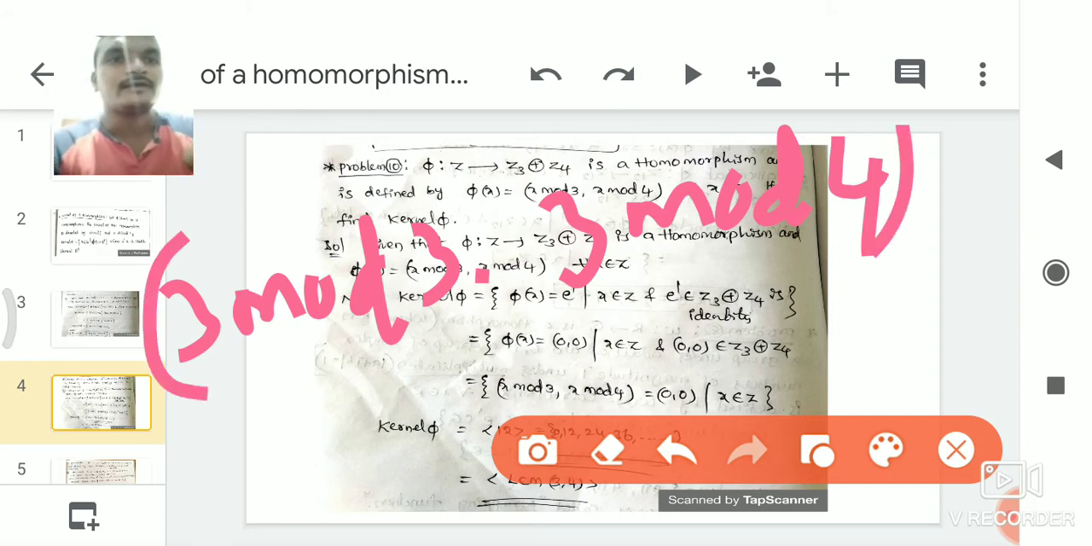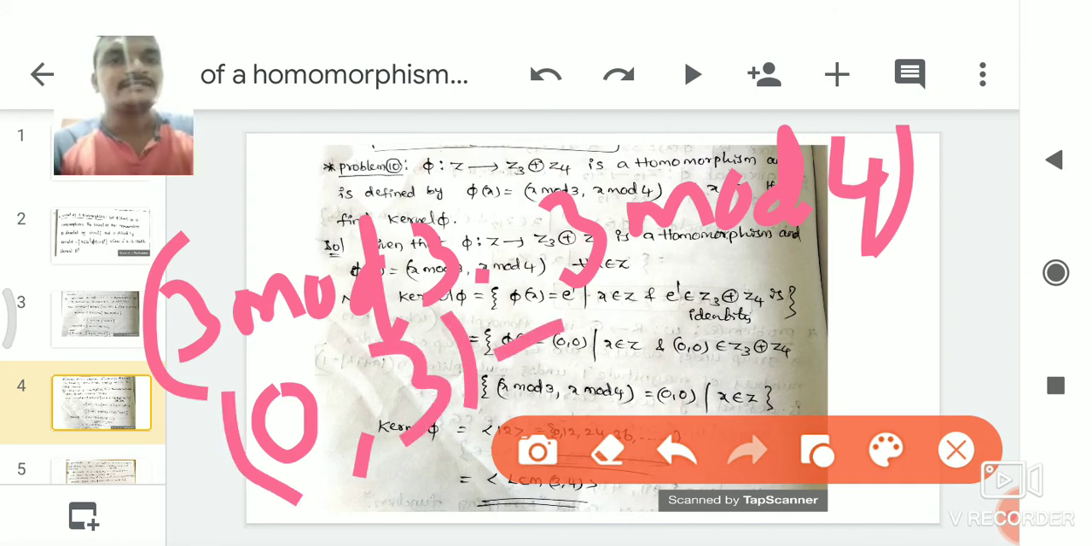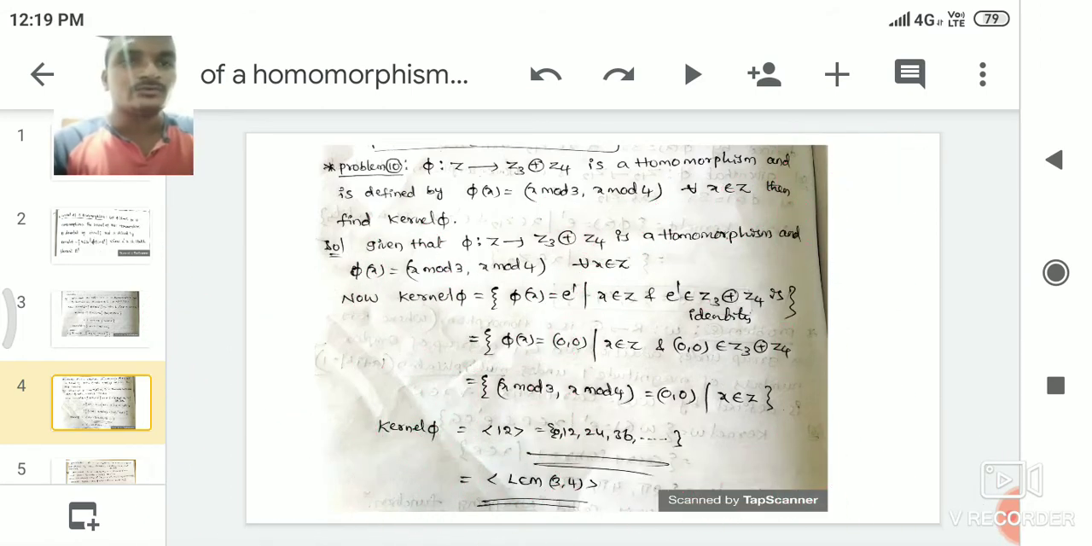3 mod 3, 3 mod 4. 3 mod 3 is 0, but 3 mod 4 is equal to 3. So (0, 3) is not equal to (0, 0). That's why here x is not equal to 3. And if you substitute x is equal to 4, 4 mod 3 is 1, and 4 mod 4 is 0, so (1, 0). That is not equal to (0, 0).